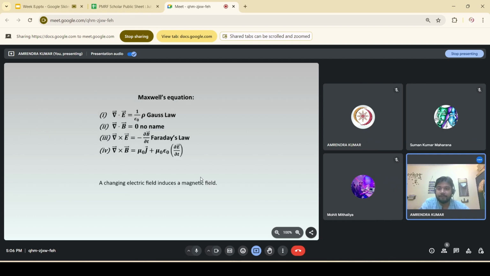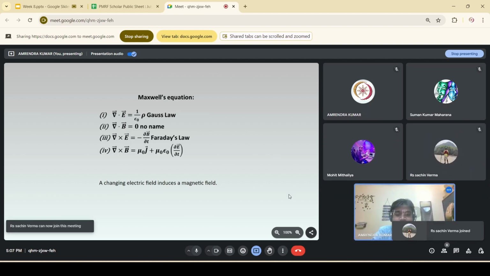Let's start. As we know, Maxwell's equations are given in this form. Del dot E is equal to 1 over epsilon naught times rho. This is nothing but Gauss's law. Rho is just the charge density present, and this is equal to the divergence of the electric field. The second is del dot B is equal to 0. This is related to the divergence of the magnetic field, which is 0.